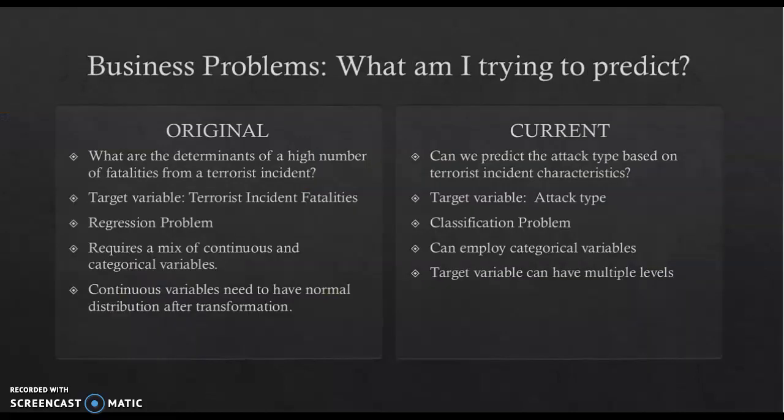The original problem I wanted to address was what are the determinants of a high number of fatalities from a terrorist incident? This would be a regression problem, but as I dug into the variables, I realized that it requires a mix of continuous and categorical variables, and the continuous variables need to have normal distribution after transformation, which wasn't the case. So I switched to: can we predict the attack type based on terrorist incident characteristics, where the target variable is attack type and it's a classification problem.